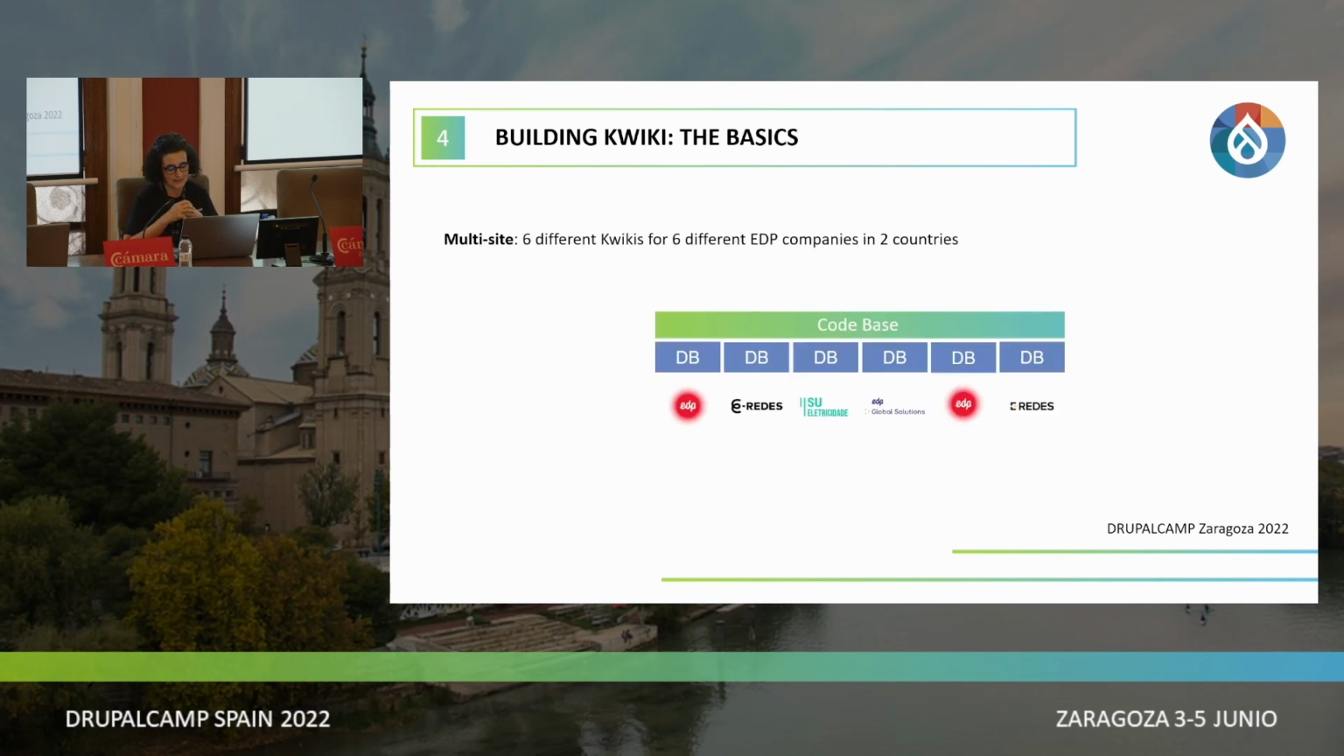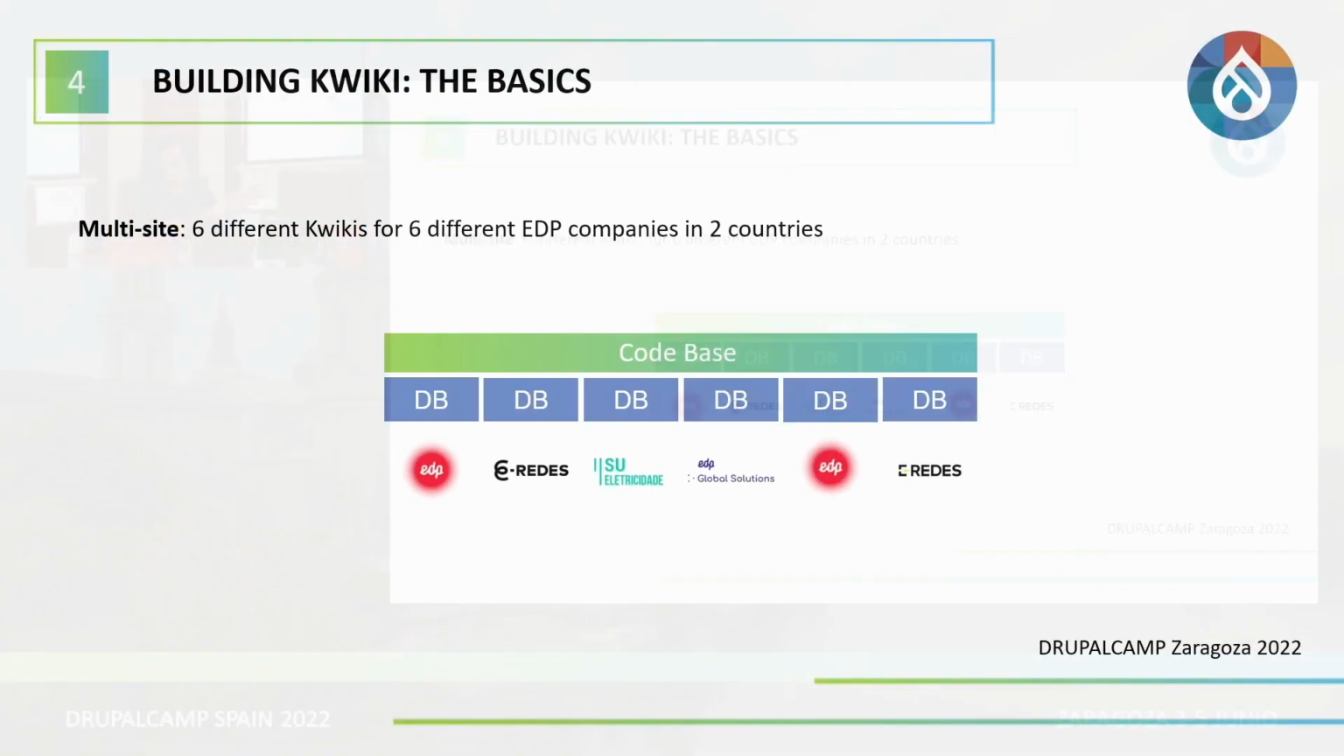Now, as I was explaining earlier, this started out as customer service at EDP Comercial needs this. And today, you can see here, EDP Comercial is just one of the 6 companies that is using Qwiki. There are 5 other companies, 2 of them are here in Spain.